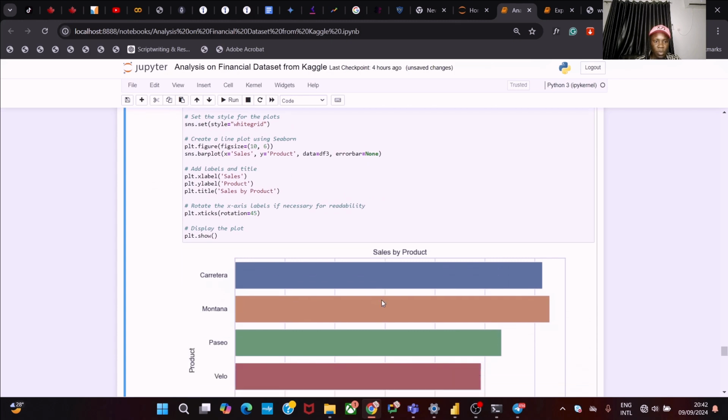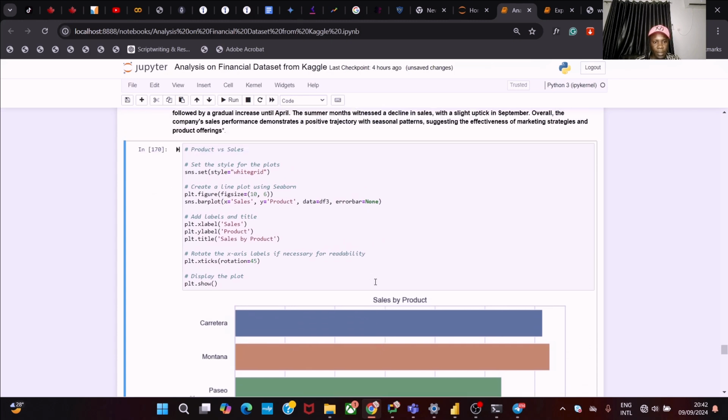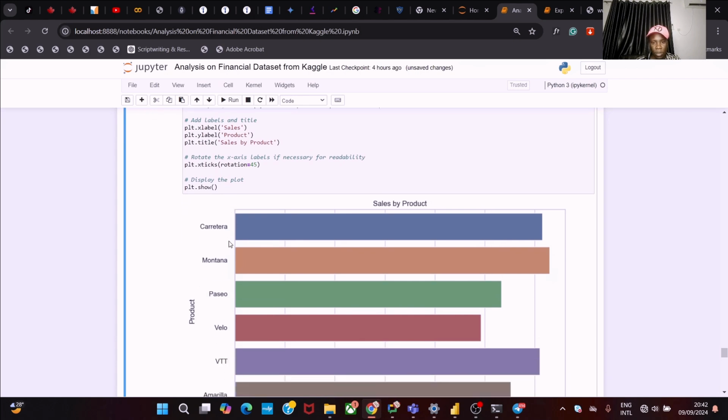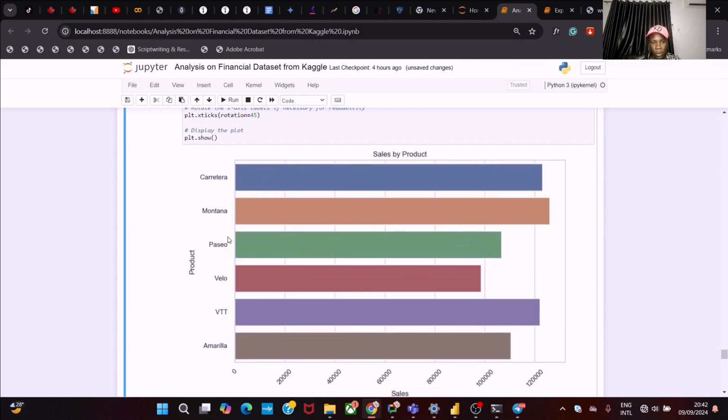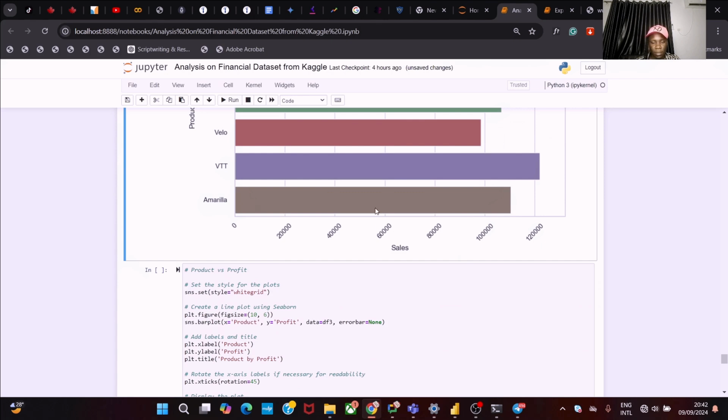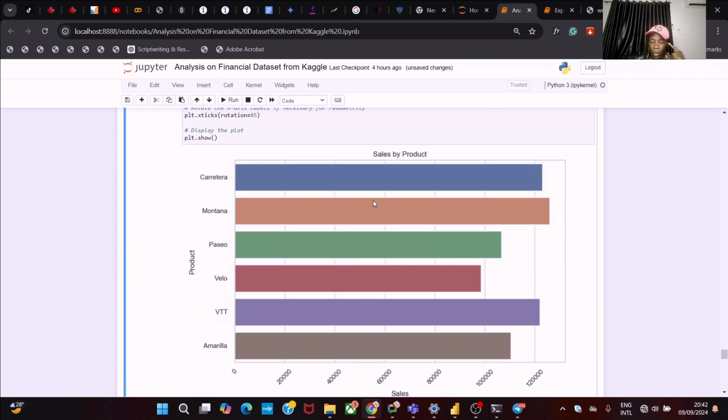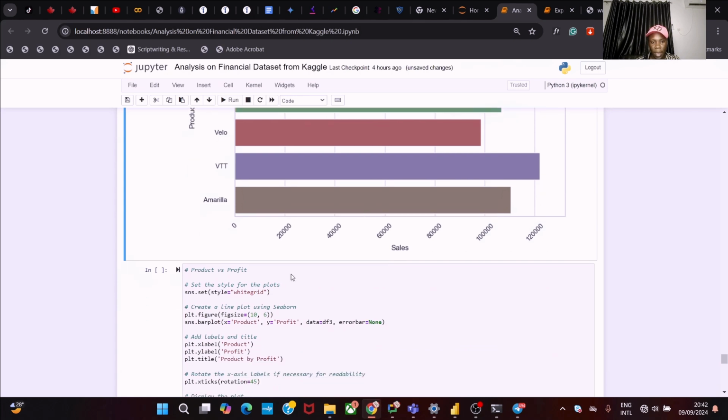Okay, so now the next visual we are going to be doing is product versus sales. Like I mentioned, the code always remains the same. You can always copy and paste and just change the X and Y axes with labels. So when we go ahead and run this, you can see that the product with the highest sales is Montana. Then I think it is followed by Carretera, then followed by VTT and the rest of them. So from this diagram, we can see that Montana is the product with the highest sales.